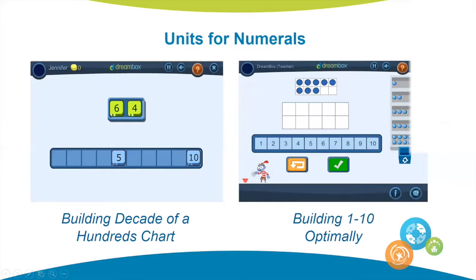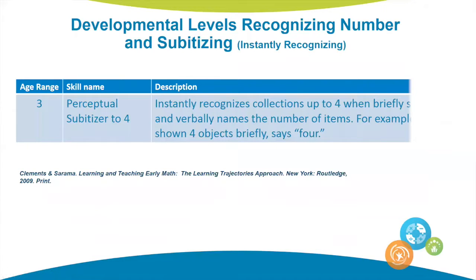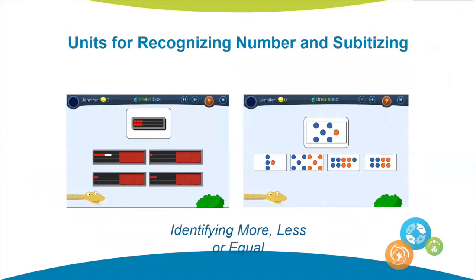All right, so last couple things. One of the things that we really work on is subitizing. So instantly recognizing collections of objects. At age 3, we expect them to be able to instantly recognize collections of objects with 4 or less when it's briefly flashed or briefly shown. It does get more complicated as they're working through that pre-K and kindergarten content. So here's a couple examples.